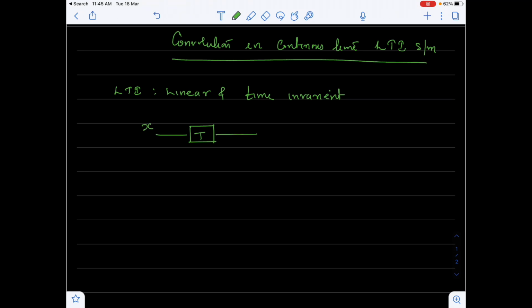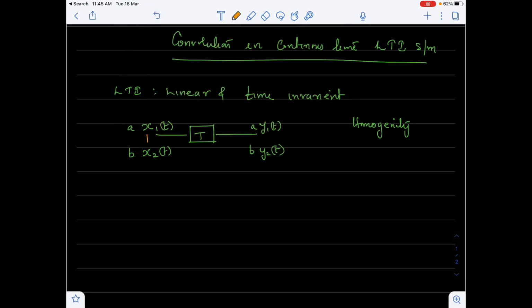Suppose you are giving some input x1 of t, then the output is y1 of t. If you scale the input by some factor a, then the output will also be scaled by the same factor a. And if you give another input x2 of t with a scaling factor b, then you will get b times y2 of t. This property is called homogeneity. Then the linear system will satisfy this rule.